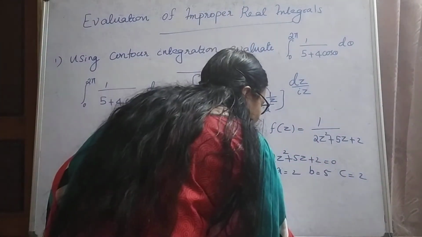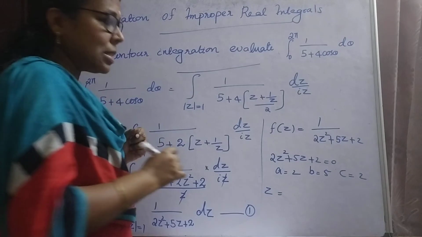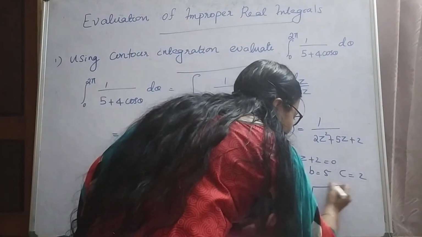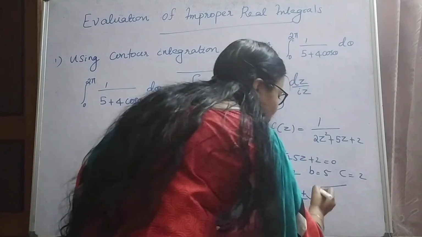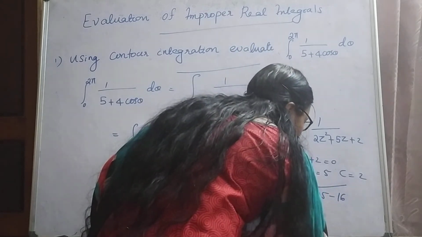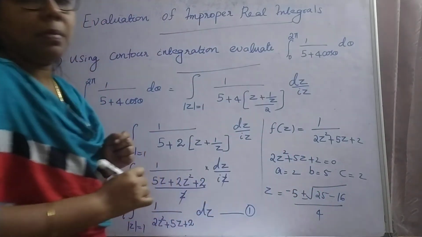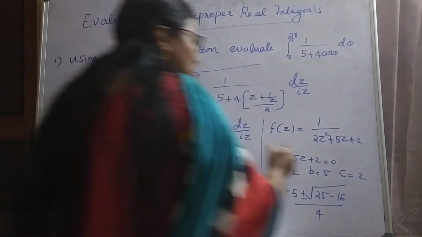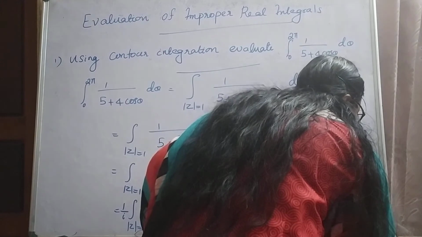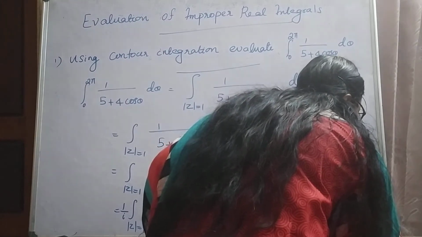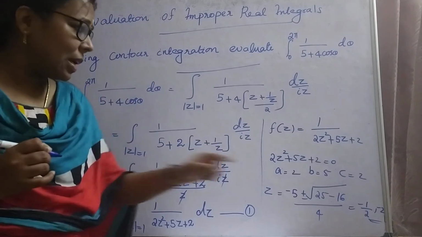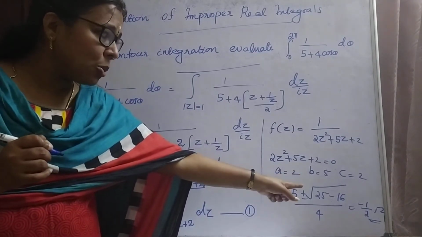Here the value for z is minus b plus or minus root of b square minus 4ac by 2a, where minus b is minus 5. Here we get the values for z as minus 1 by 2 and minus 2. Here we get two values for z. These are minus 1 by 2 and minus 2.